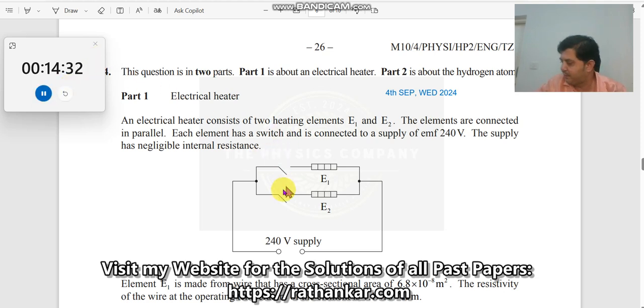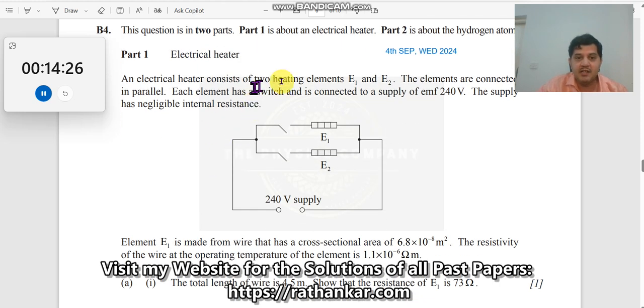This problem is for 15 marks. Let me try to finish it within 15 minutes. An electrical heater consists of two heating elements, E1 and E2. Elements are connected in parallel. Each element has a switch, S1 and S2 here. The elements are connected to a supply of 240 volts, so that means these are parallel. The supply has a negligible internal resistance, no internal resistance.